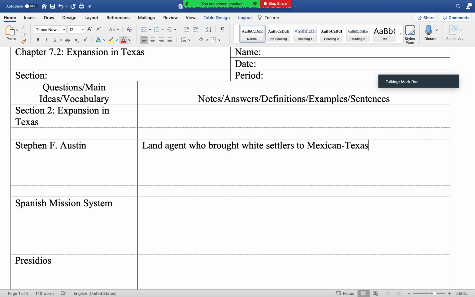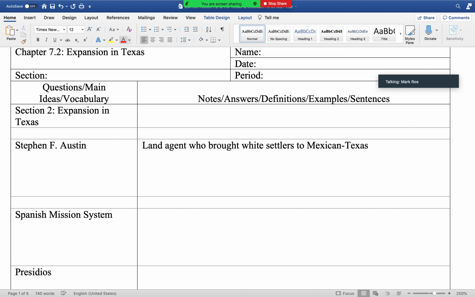So again, Stephen Austin is the guy who's going to bring white settlers to Mexican Texas. Again, I understand that Mexico had promised him money and land.